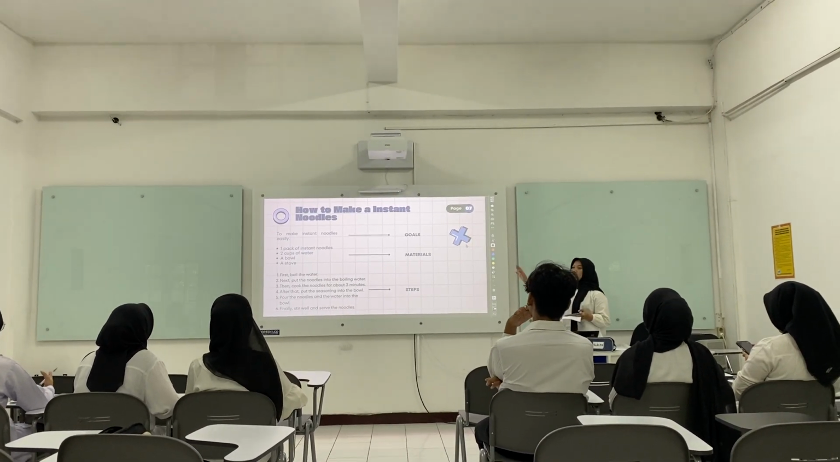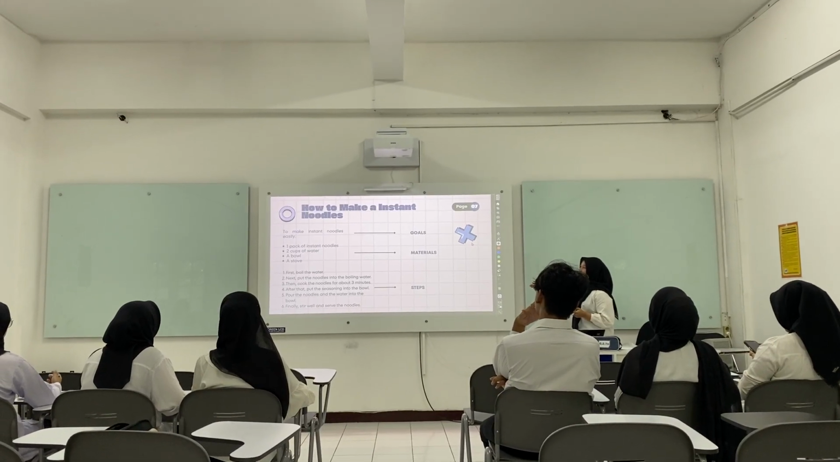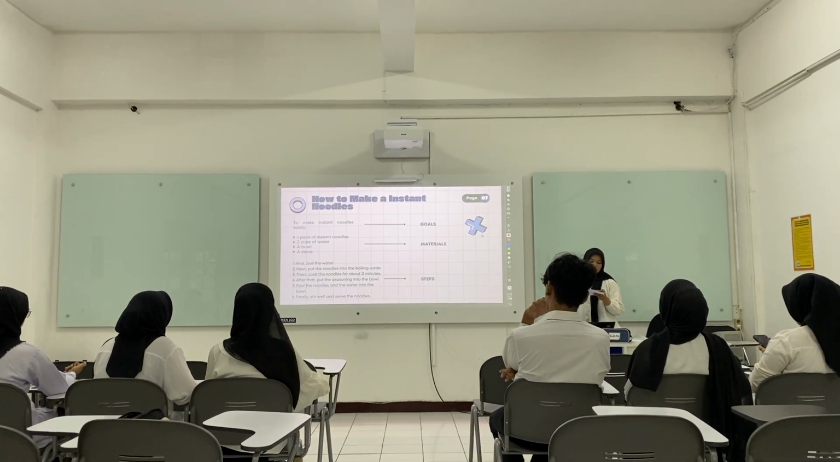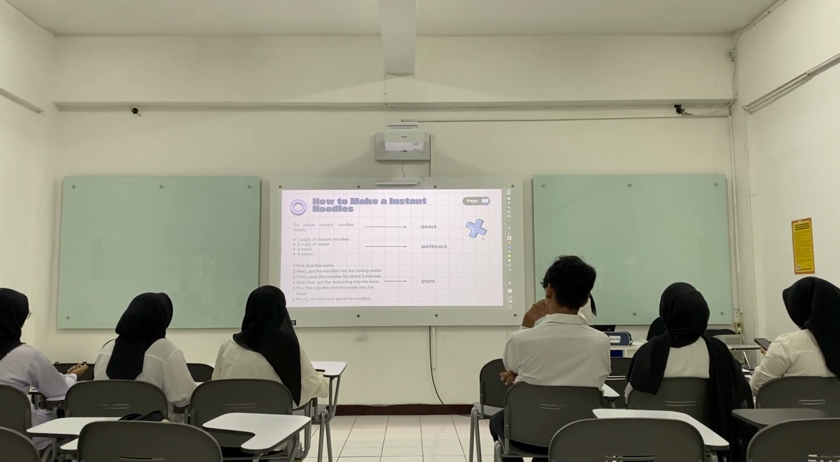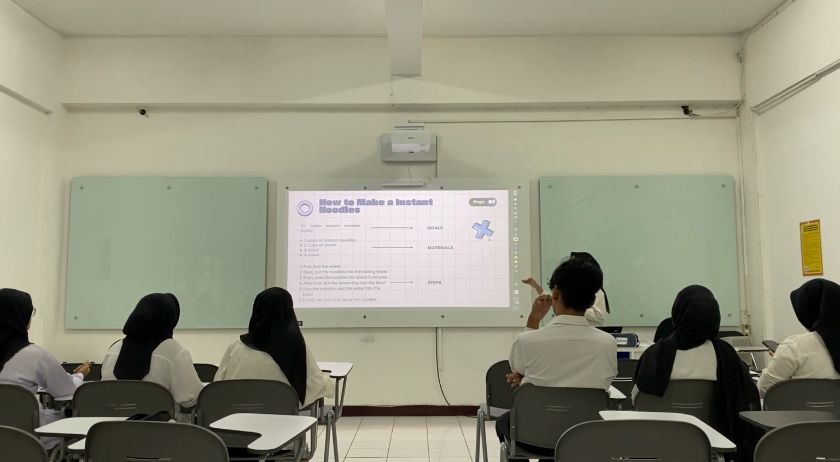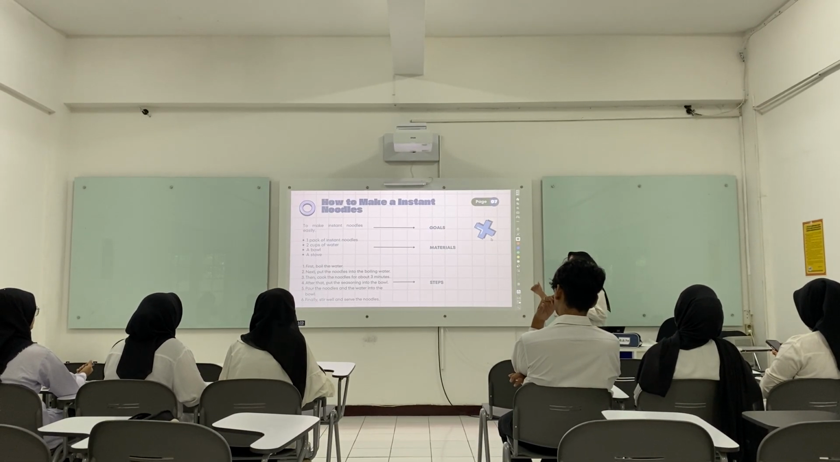This is an example of the procedure text. There are 3 parts here. The first is the goal, like to make instant noodles easy with home rules.